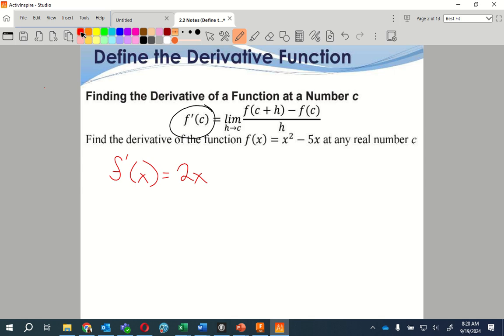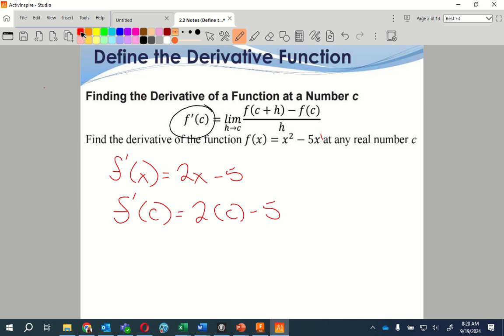And so what do I do to that? What's my exponent right here? 1, right? And what do I do with my exponent? Subtract 1. So that's going to give me x to the 0, which just goes away, right? So, right there. Now if I'm doing it at c, any real number c, this is important. So f prime of c of any number is 2 times c minus 5.